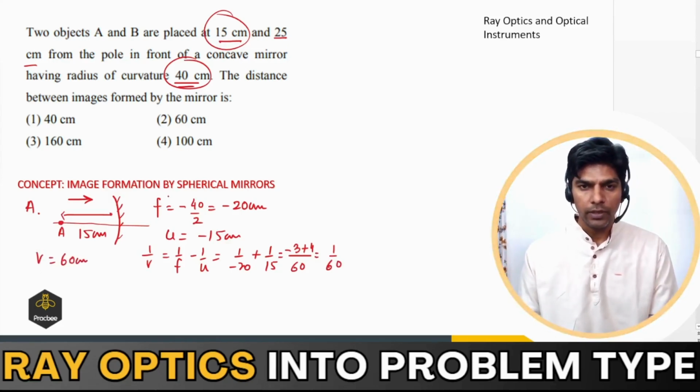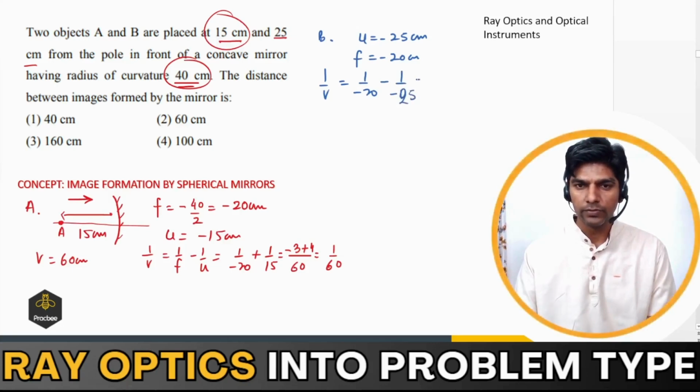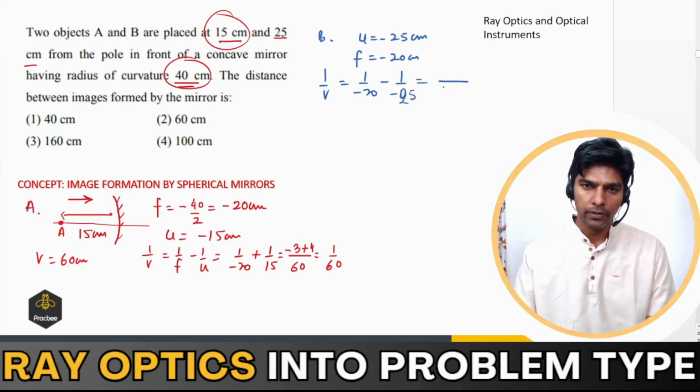Now if I want to find the position for B, in this case u is minus 25, and focal length is minus 20, because we are talking about the same mirror. So 1 by v is equal to 1 by f minus 1 by u. LCM will be 100. So minus 5 plus 4. So v comes out to be minus 100 centimeter.